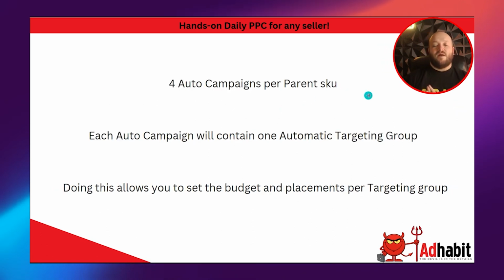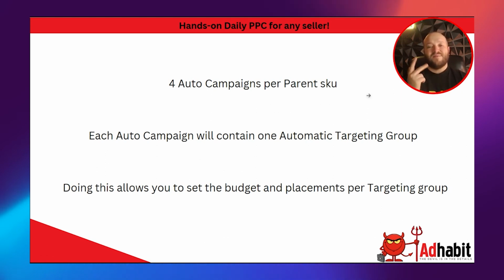All right, the next thing I want to talk about is launching auto campaigns. Now, what we found is we launch 4 auto campaigns for each one of our parent listings or portfolios. So each one of our portfolios will have 4 auto campaigns, and there are those 4 automatic targeting groups. You've got close match, loose match, complements, and substitutes. Now, they perform differently. They show up in different placements on Amazon.